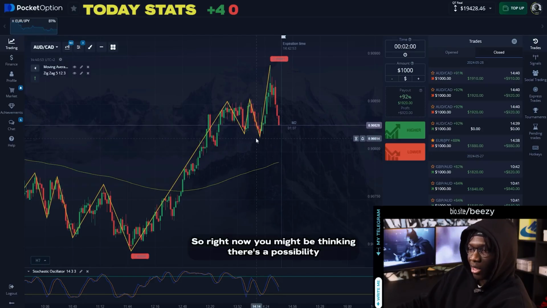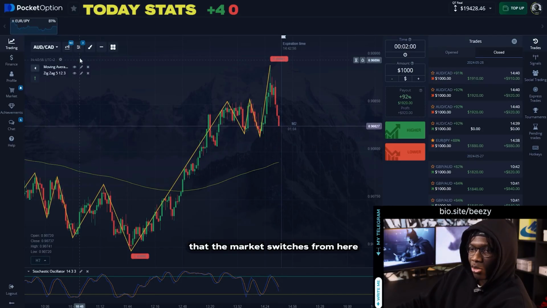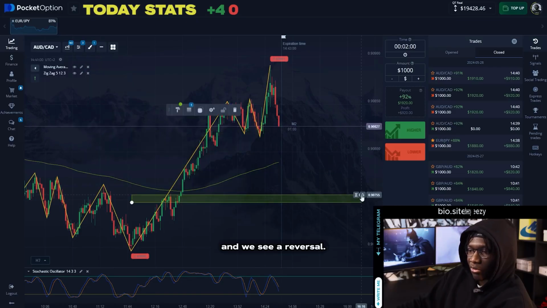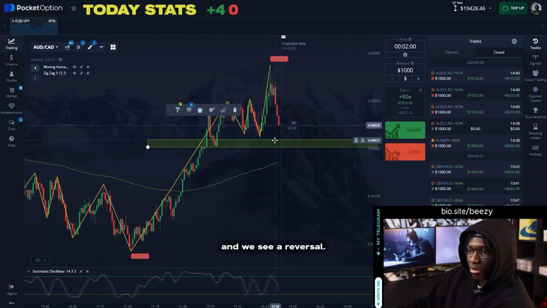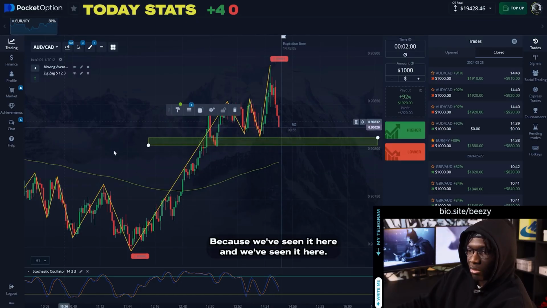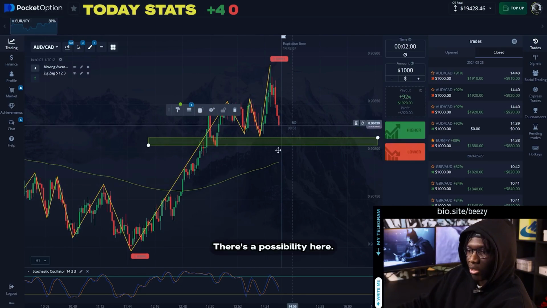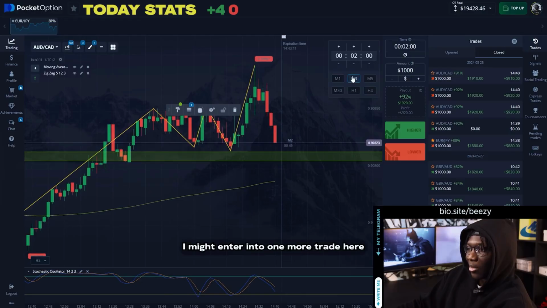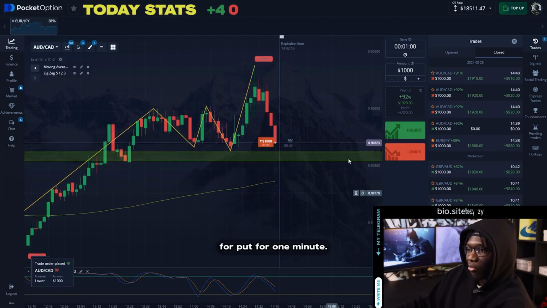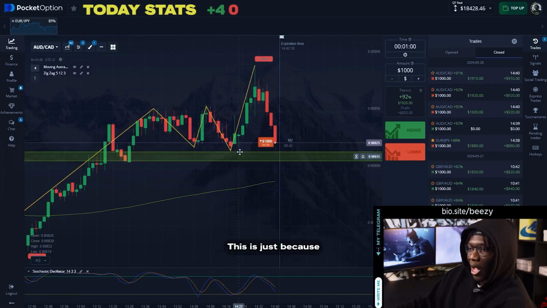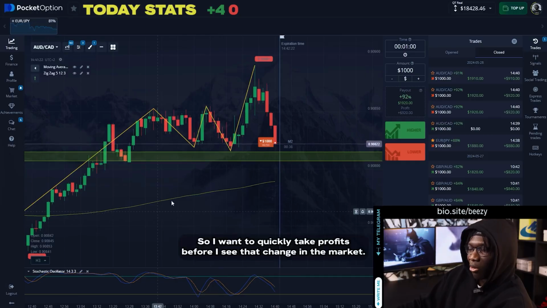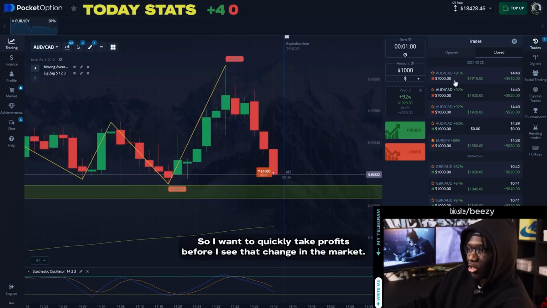So right now you might be thinking, there's a possibility that the market switches from here and we see a reversal, because we've seen it here and we've seen it here, and there's a possibility here. So what you think to yourself, do you continue to go into a trade? I might enter into one more trade here for a put for 1 minute. This is just because I'm thinking that the market is going to turn somewhere around here. So I want to quickly take profits before I see that change in the market.